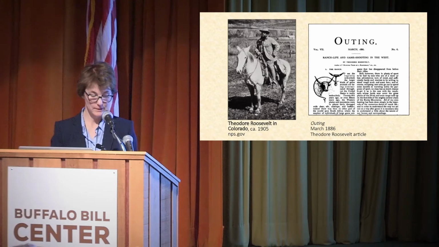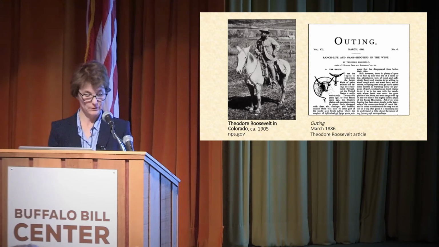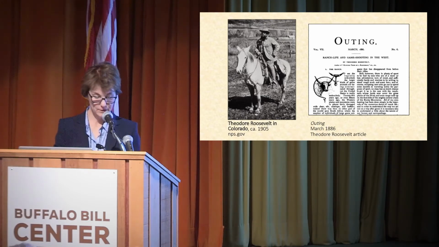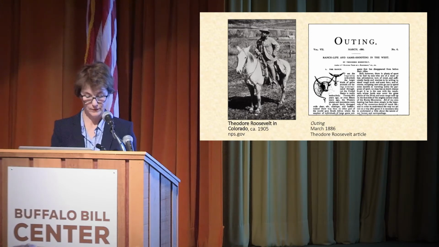In the March 1886 issue of Outing, Roosevelt wrote an article entitled "Ranch Life and Game Shooting in the West." In it, he expresses his concern for the safe future of wildlife and its habitat in America. He opens the article with the following statement: "To see the rapidity with which the larger kinds of game animals are being exterminated throughout the United States is really melancholy.